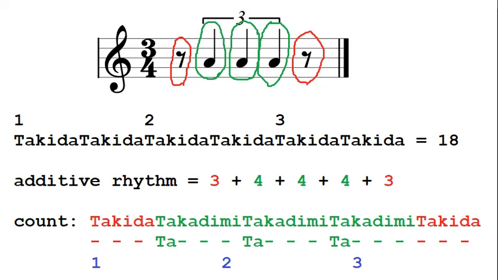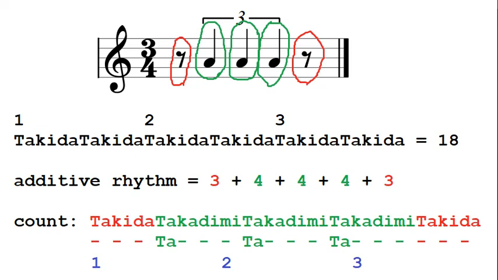1, 2, 3. Takida, takadimi, takadimi, takadimi, takida, takida, takadimi, takadimi, takadimi, takida, da. And it can also be helpful to notice where the syllables fall against the beat. Like, in other words, takida, takadimi, takadimi, takadimi, takida, takida, takadimi, takadimi, takadimi, takida, da. Like the first mi and the last ka.